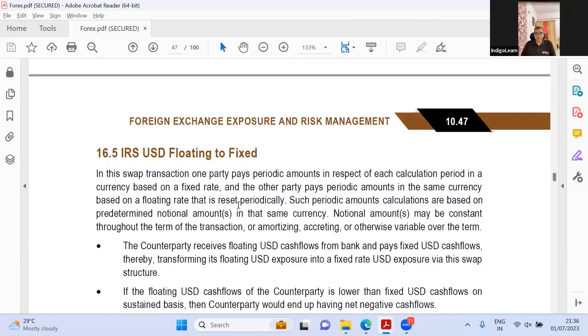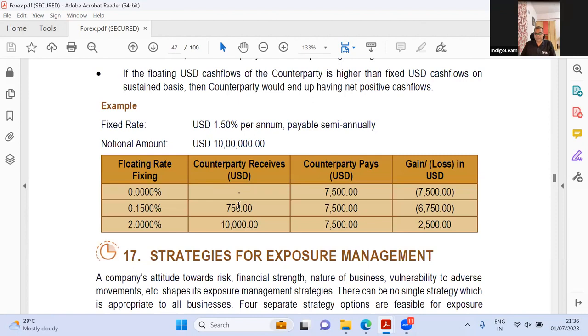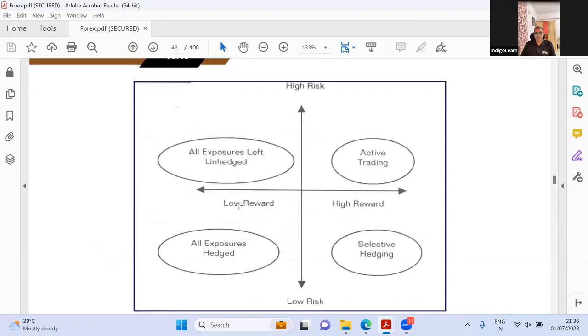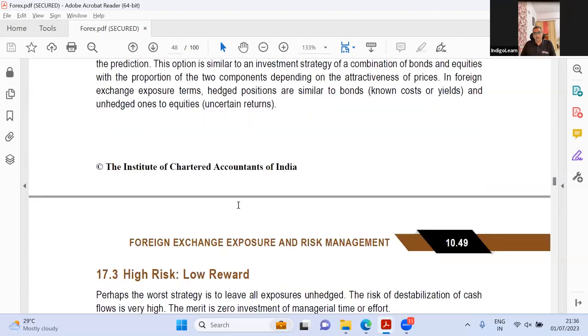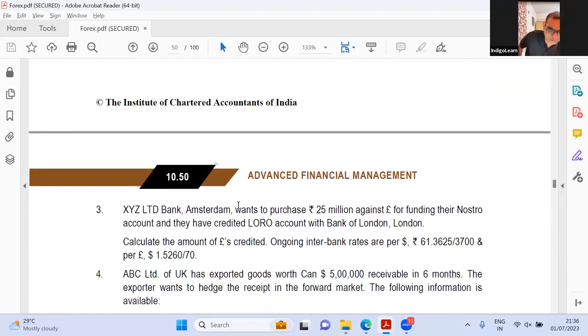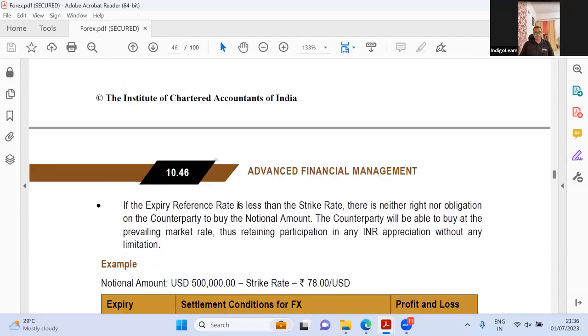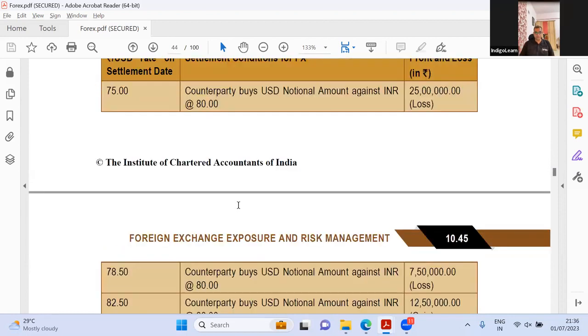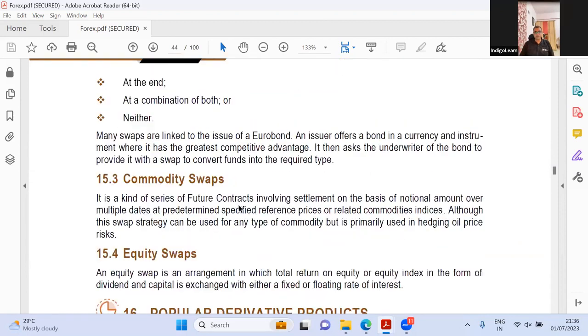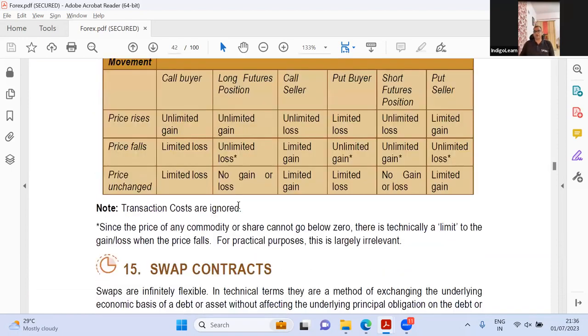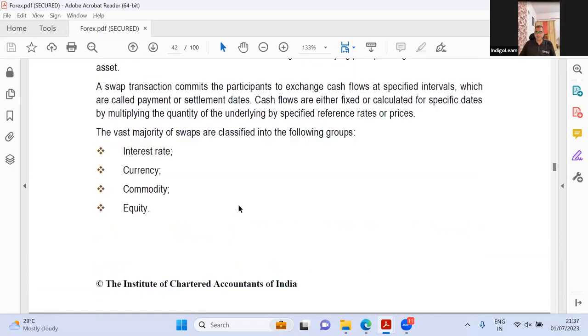Then IRS, US floating to fix. This is something we discussed. This I think I explained in the interest rate risk management chapter, which they've not covered. Strategies for exposure management. Yeah, this is same stuff. So other than 2-3 new things, which is that SWIFT, then this aspect about FX put options, FX call option, what are the favorite dollar derivative products, and some amount of stuff on interest rate swaps and all that, I don't think there's anything major here. This probably I can say is 80% same. There's not much difference in the old syllabus versus new syllabus for the Forex chapter.